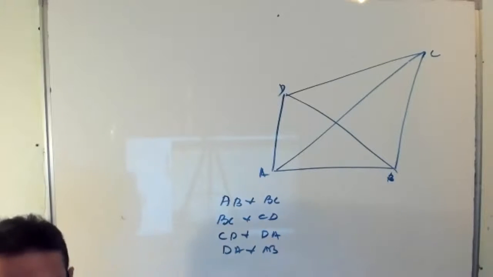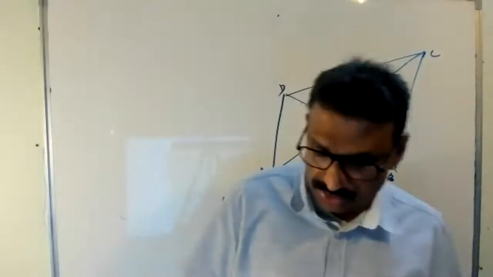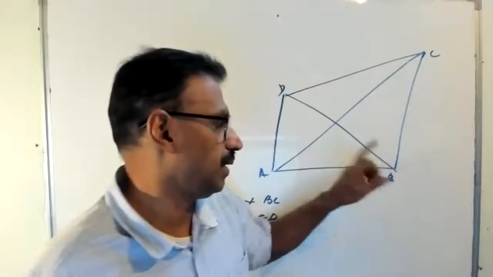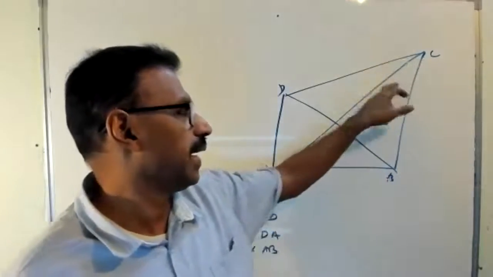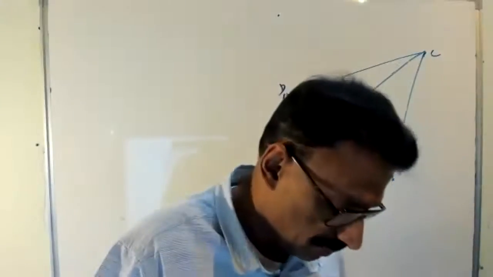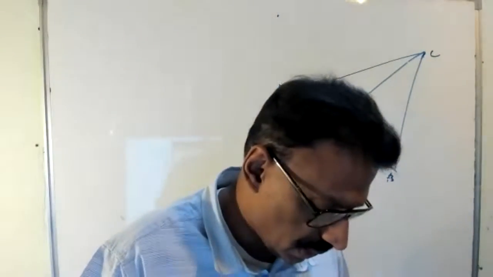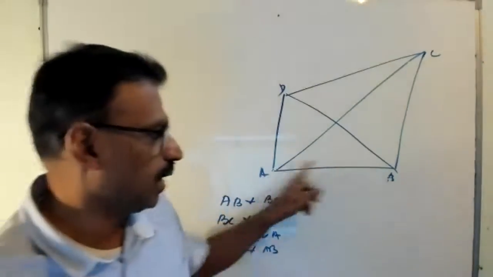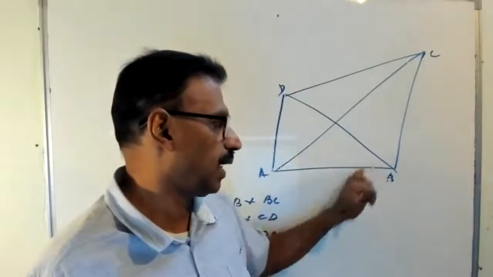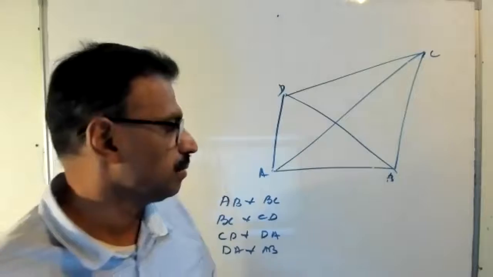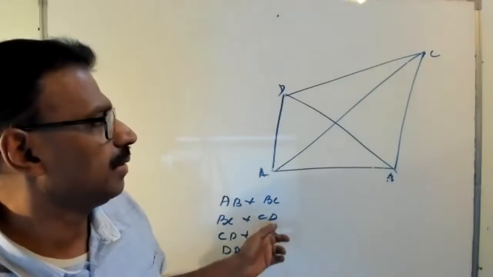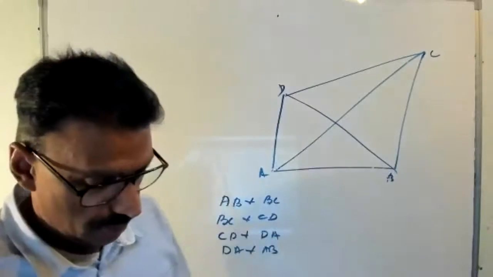Okay, now next one, listen, consecutive angles. Consecutive angles means what? Angle A and angle B, angle B and angle C, angle C and angle D, angle D and angle A, right? Consecutive angles: angle A and angle B, angle B and angle C, angle C and angle D, angle D and angle A.